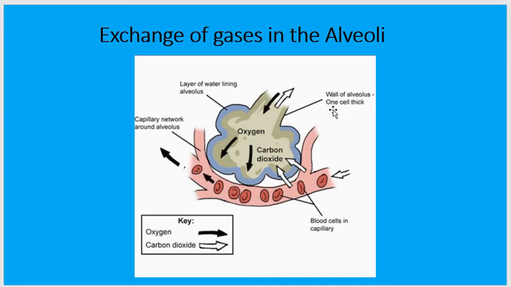The wall of the alveolus is very thin, just one cell thick, because it has to diffuse both the gases. That's why it is very thin. Oxygen is present in the alveolus and that is diffused into the blood cells, and from the blood cells carbon dioxide will move to the alveolus. So this is the exchange of gases in the alveoli.